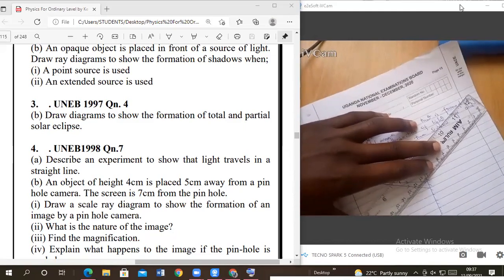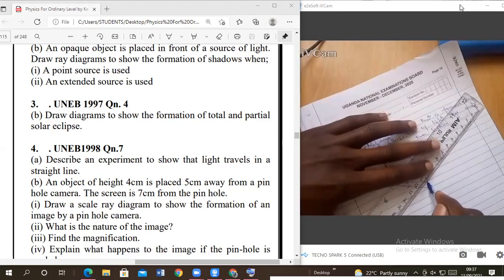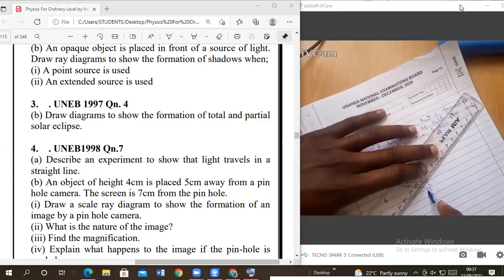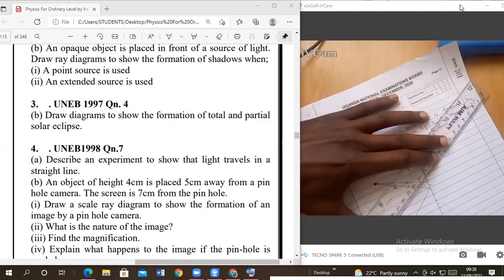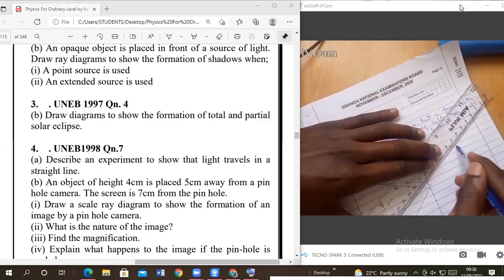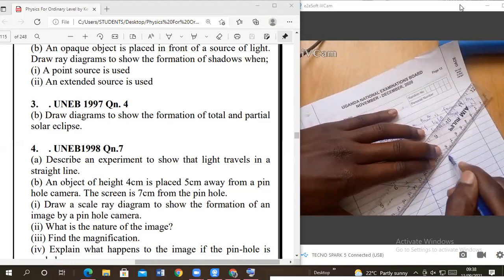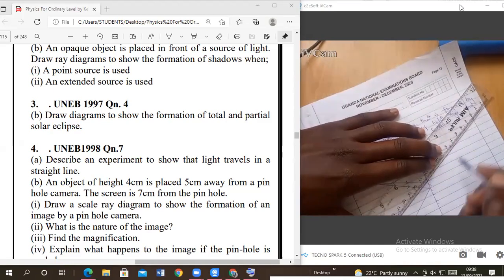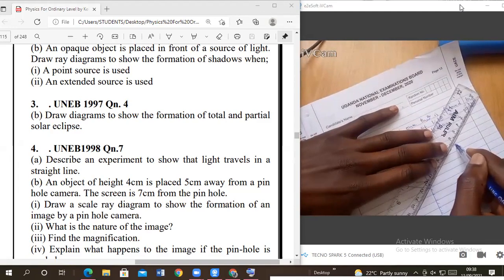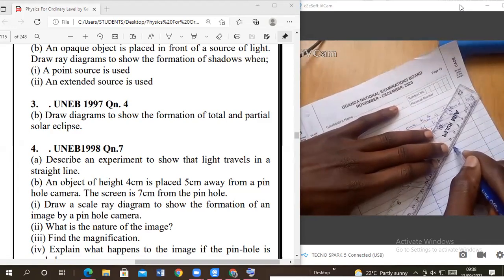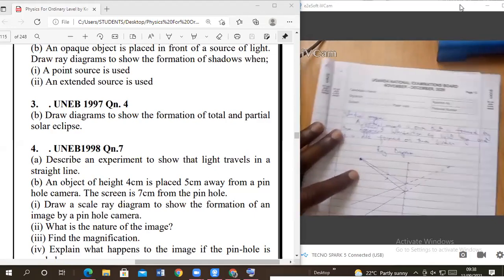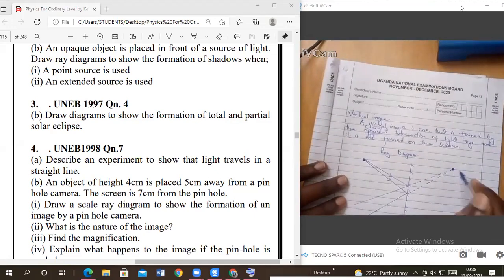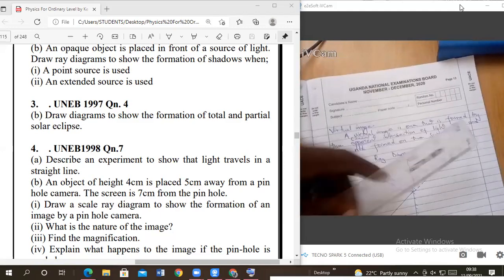So once it gets to the mirror, it's reflected. From there it is reflected, and this one is reflected. Make sure this one is a straight line, and make this one continue like that, so it is now behind the mirror. You see that the rays seem to meet there. So this is where the image is.